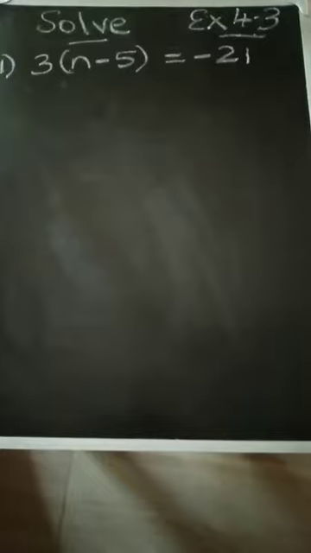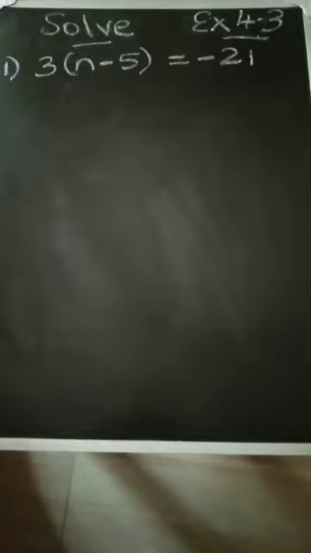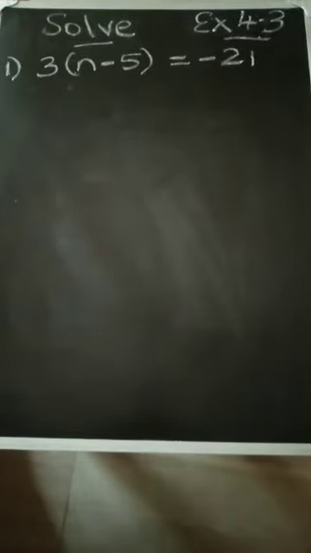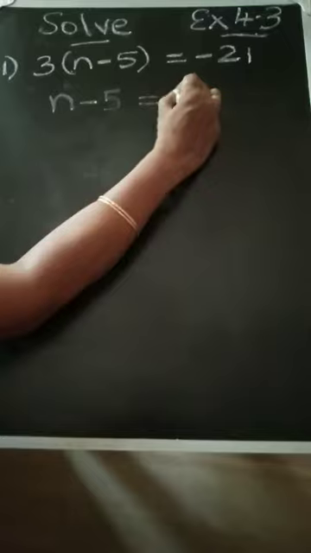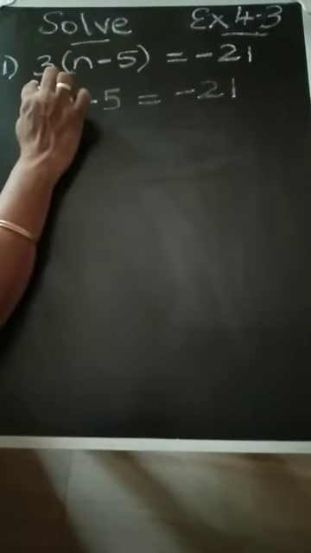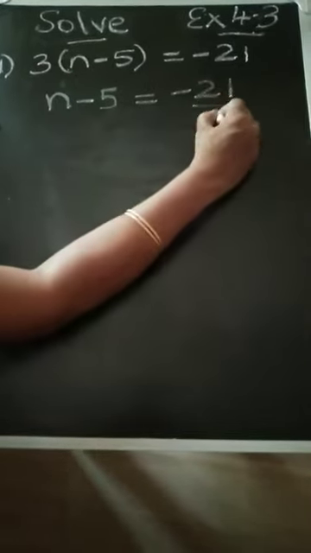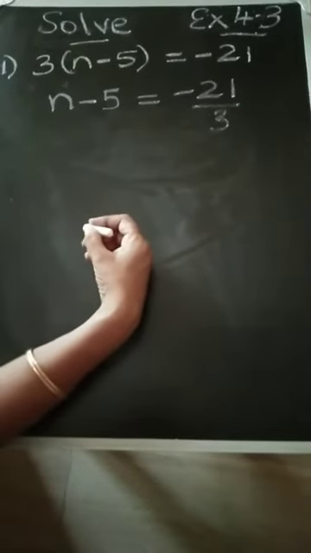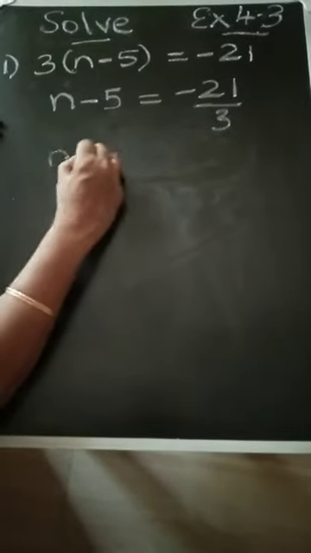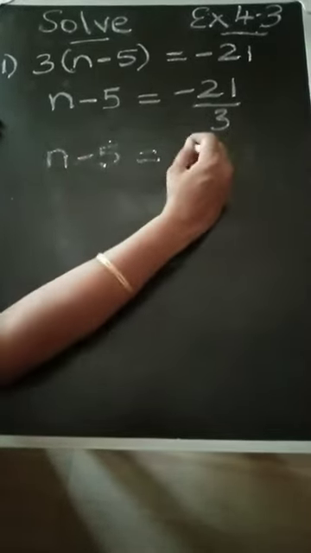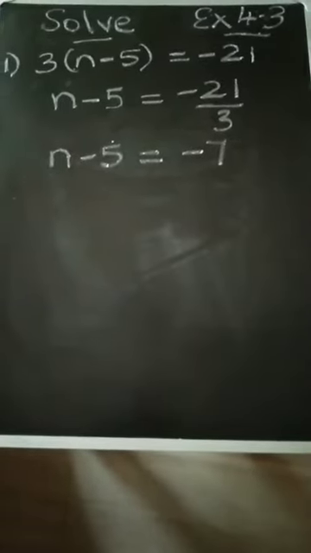So what did I say in the transposing method? If it is multiplied on one side, if you take it after the equal to sign, what will it become? You have to divide. Now n minus 5 will be as it is, equal to minus 21. Here you are multiplying, so it goes to the other side, it becomes division. So 3 into n minus 5 is equal to minus 21 by 3. Now n minus 5 is equal to minus 7.